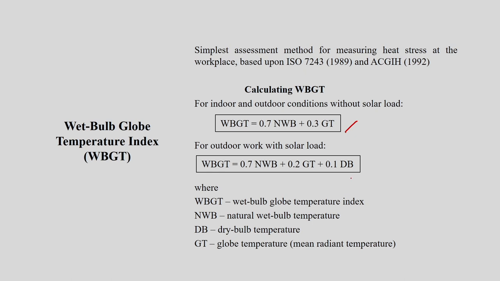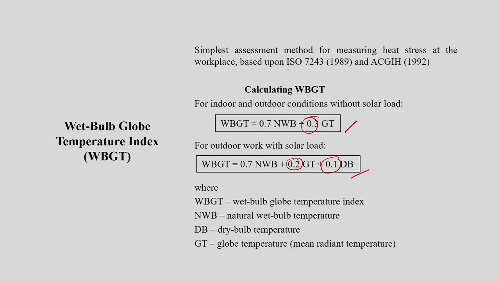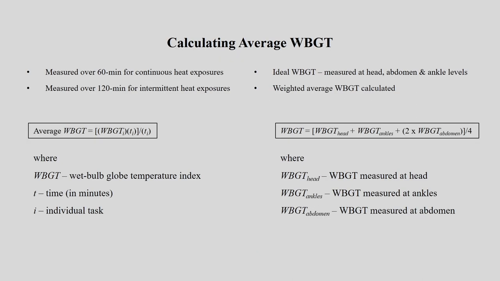Whereas, if there is solar load, then we use this formula. You can see this 0.3 for the globe temperature is divided into 0.2 and 0.1 if you are having any kind of solar load, and it is adopted by ISO. So you can use it very conveniently, and this is a very easy method to understand the heat stress in a particular working environment, okay.